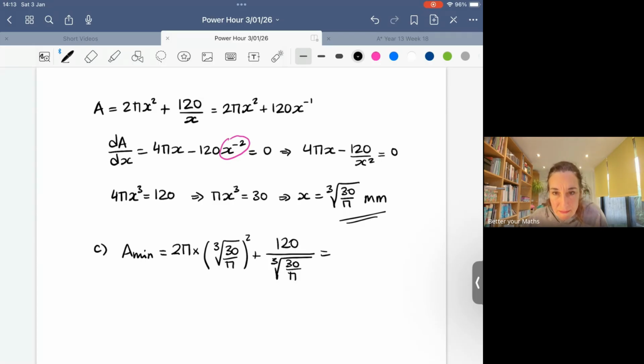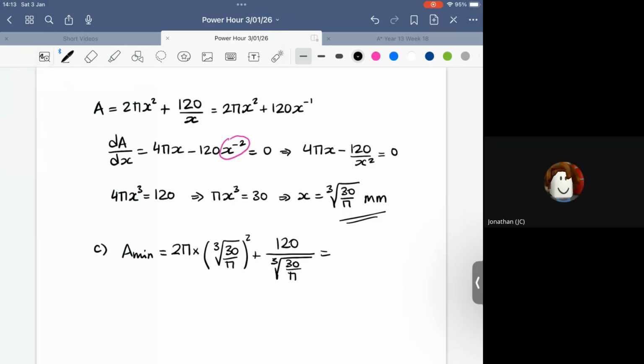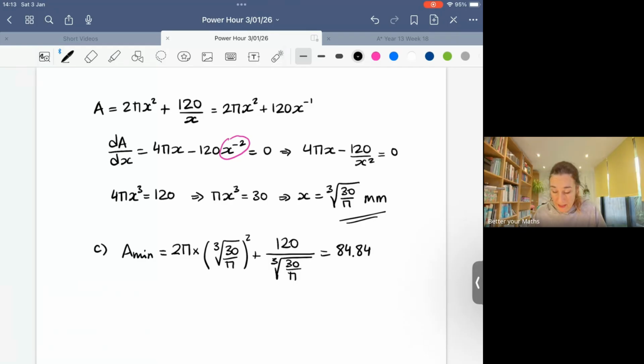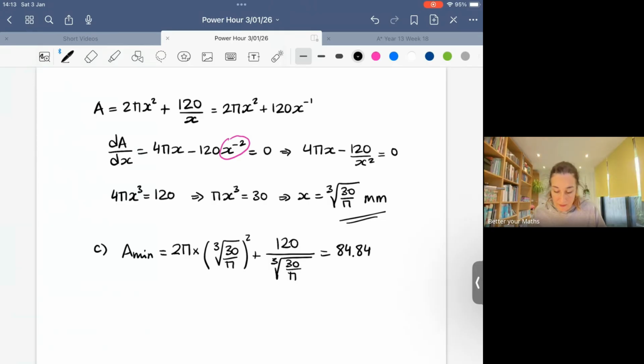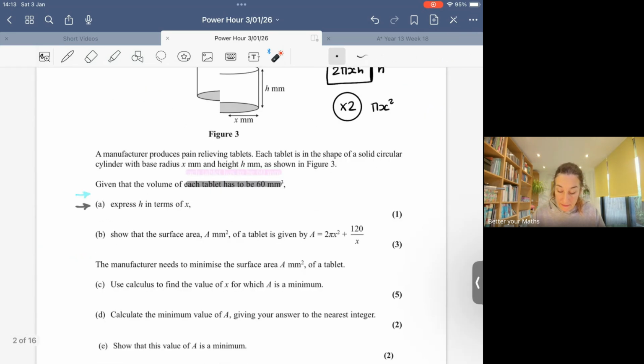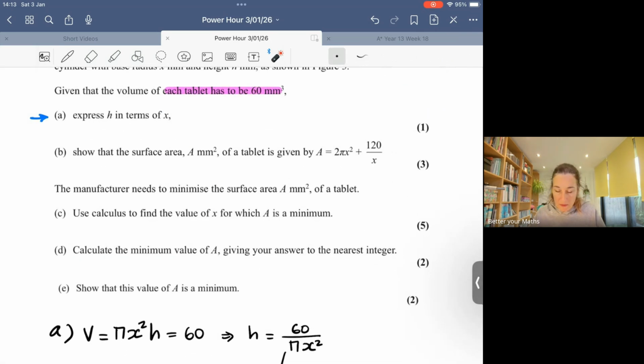Jonathan, tell me. Do you have a question? Is it all right if I put it to two significant figures, like 85 millimeters squared? Yeah, it would be okay. Okay. 84 point, mainly because they are not saying round to anything. If they were specific about the rounding, maybe you should be careful, but they haven't.